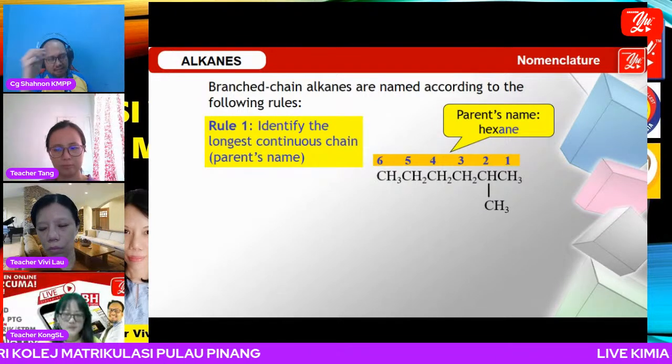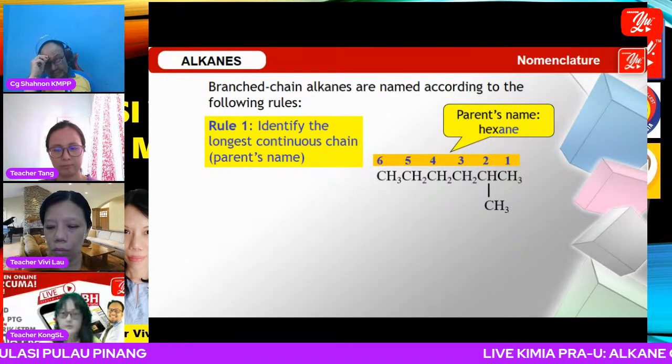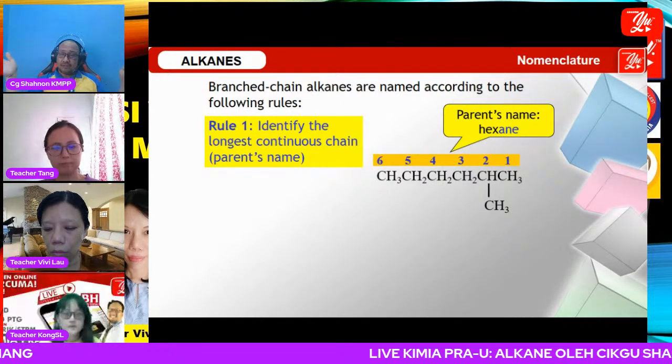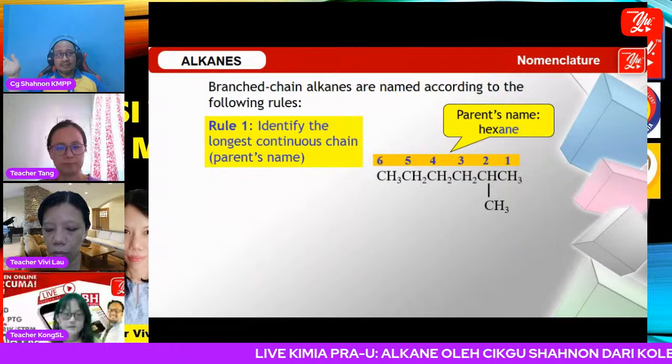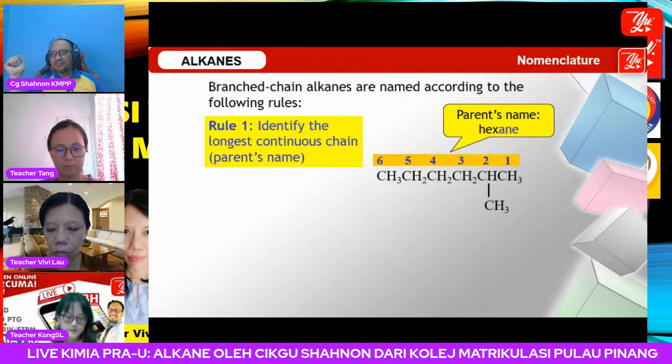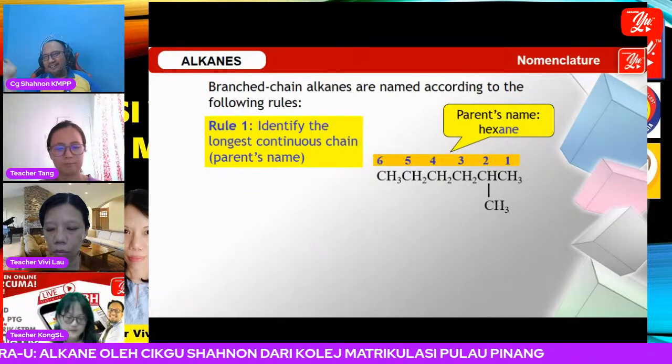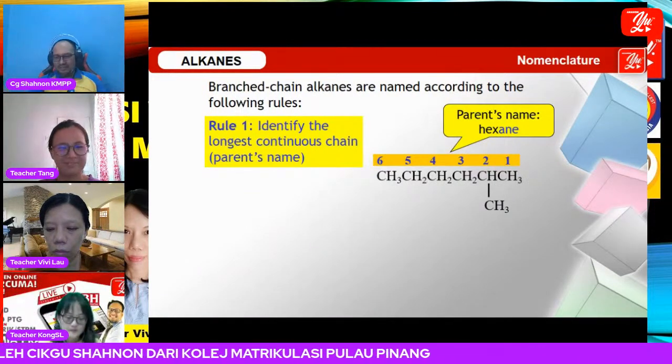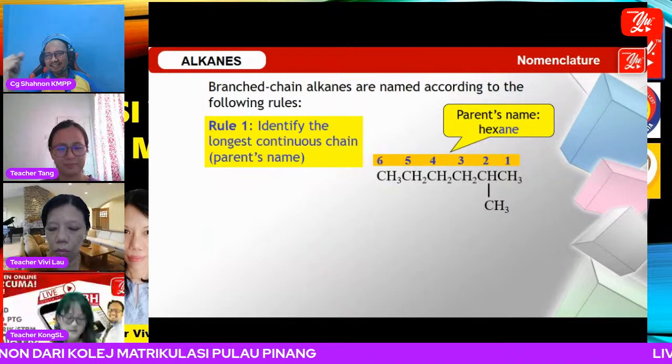And don't worry, the limit for the longest continuous chain is only 10. Not more than that, because in our syllabus it only goes up to decane.